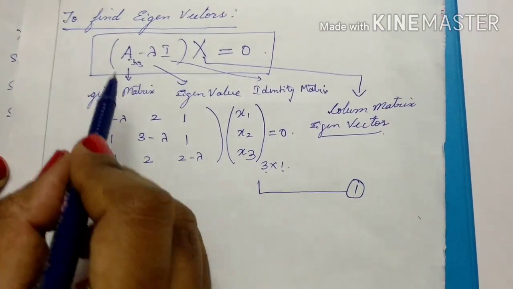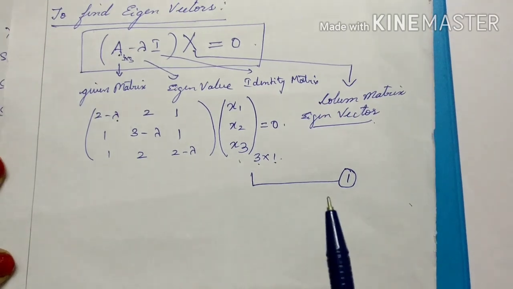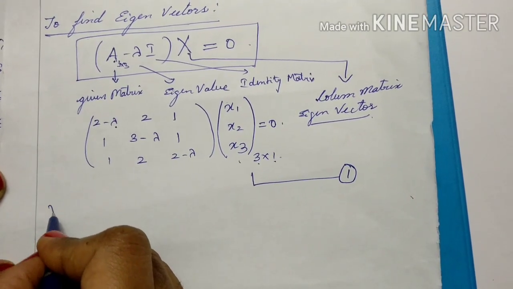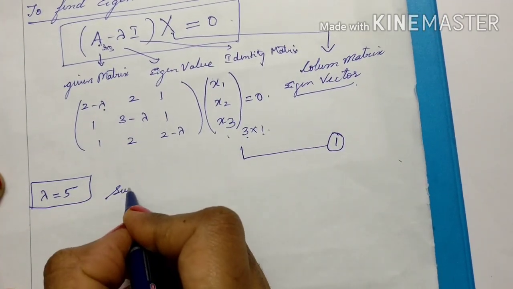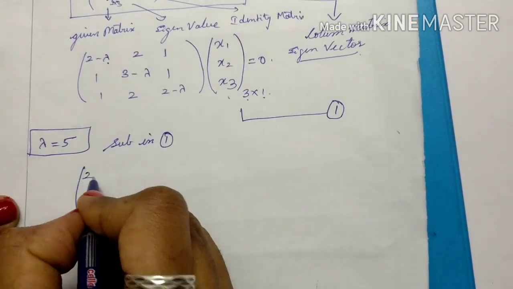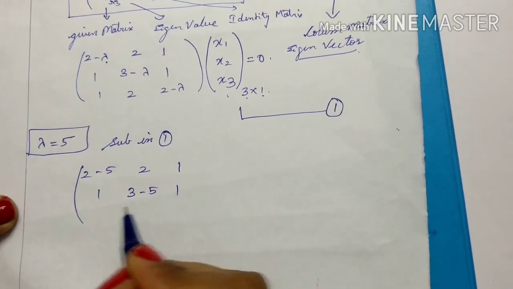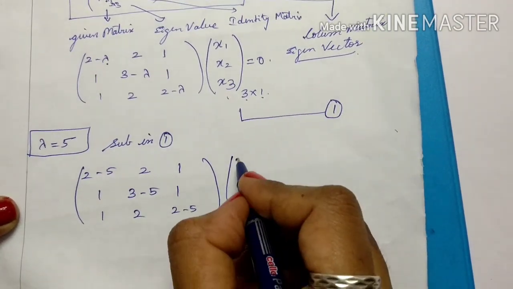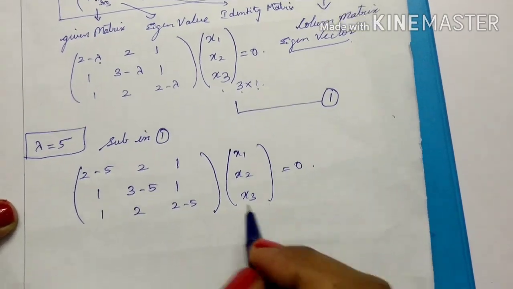So for each lambda value, I'm going to substitute in this equation 1. I'm going to get the corresponding eigenvectors. So to start with, let me take the first eigenvalue, say 5. Lambda is equal to 5. I'm going to substitute this in my first equation. So I'll be getting [2 minus 5, 2, 1; 1, 3 minus 5, 1; 1, 2, 2 minus 5] into x1, x2, x3 is equal to 0.